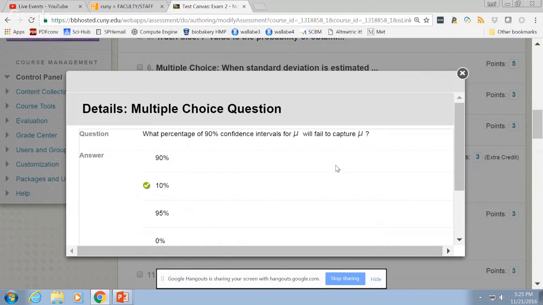So what percentage of 95% confidence intervals for the mean will fail to capture that mean? I think my incorrect understanding of the question is that it's asking within the 90% confidence interval given to us, what is the percentage that it will fail to capture mu? I thought it was 0% because that's the 90% confidence interval.